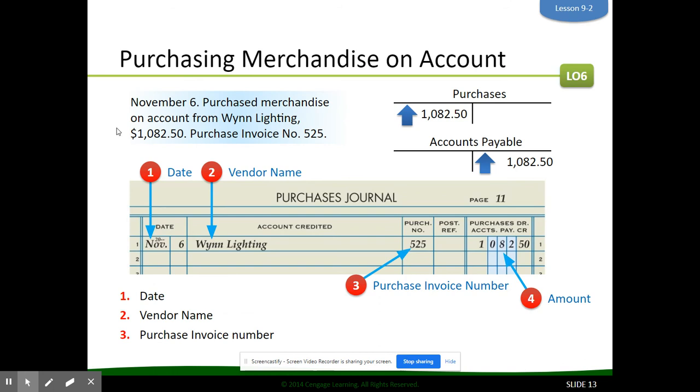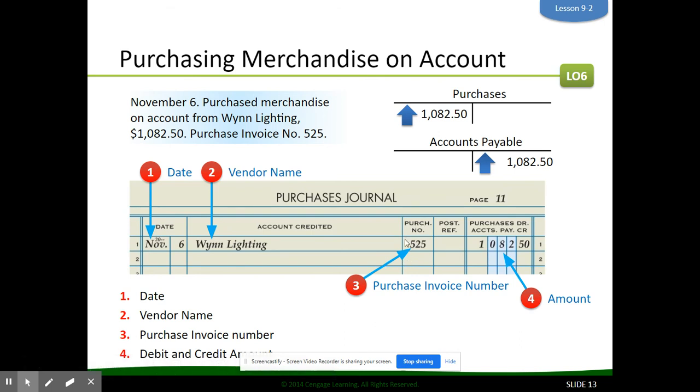When you record a transaction in the purchases journal, it's actually very simple. So it says November 6th, purchase merchandise on account from Win Lighting, $1,082.50, purchase invoice number 525. So you're going to start off by putting the date, then you're going to put the vendor name. So this would be just like if it was accounts payable, Win Lighting. But now we know that we have accounts payable here, so we're just putting the name of the vendor. So Win Lighting. The purchase invoice number is just going to be the number.